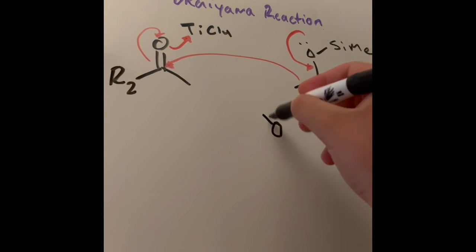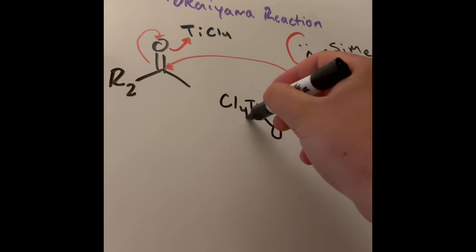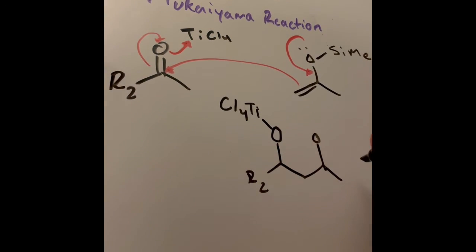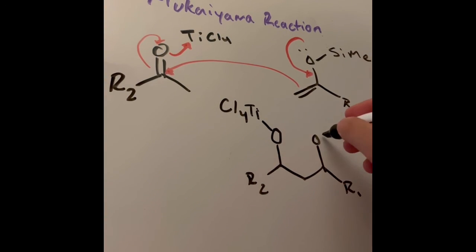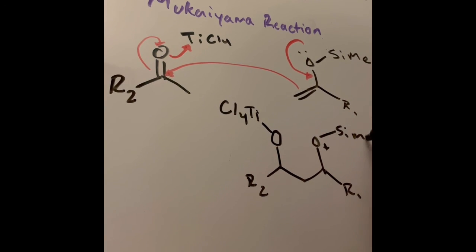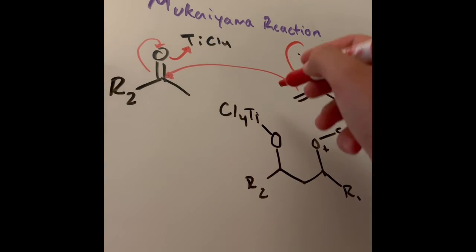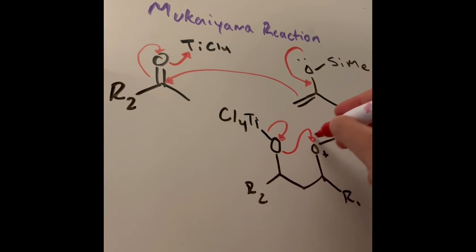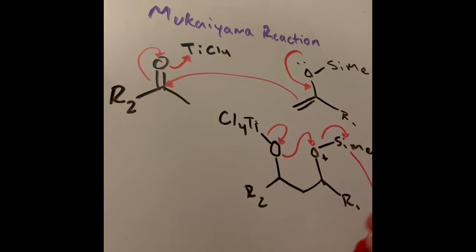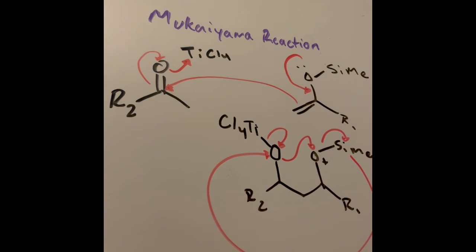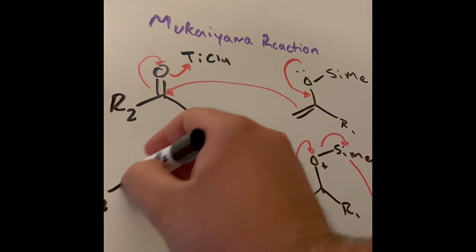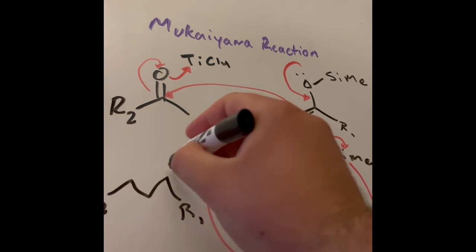The subsequent product is formed, as shown. Then, the bond between the titanium and the oxygen breaks, allowing a lone pair to attack the positively charged oxygen on the right, as demonstrated, causing the silyl methyl to detach before reattaching to the oxygen. The subsequent product is formed, a beta-hydroxy carbonyl compound.